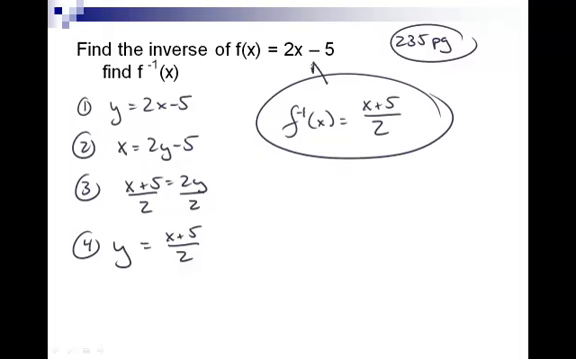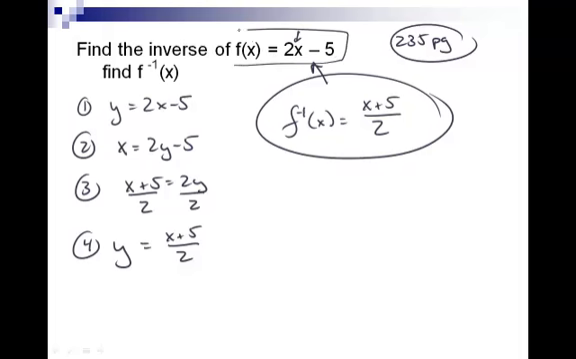And that's the inverse. And again, you can see that the original function took whatever my function value was, multiplied by 2 and subtracted 5. The inverse adds 5 and then divides by 2. It does the inverse operation in reverse order.